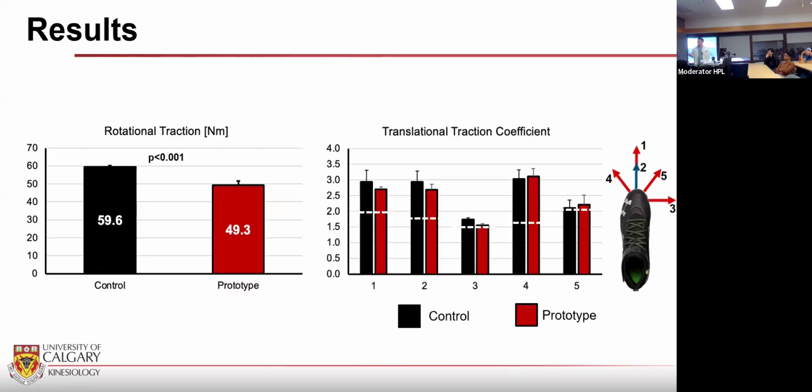So here we have control in black, prototype in red, and each of these numbers corresponds to the different slide direction. So what you'll notice, although the prototype shoe does decrease the translational traction compared to the control in certain directions, this white dashed line represents the required traction, or the amount of traction that the rugby players were using in our previous phase. So as long as we had traction above this white dashed line, these athletes should have sufficient traction in order to attain maximal performance. And in each of these movement locations, they passed that white dashed line.